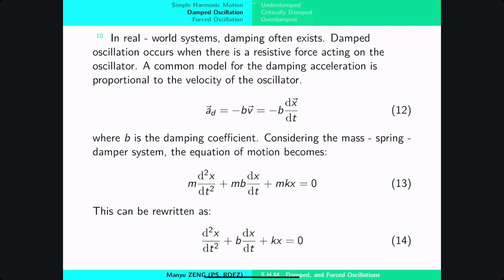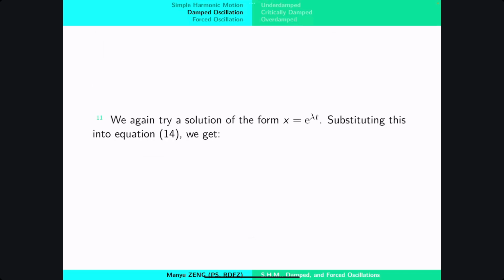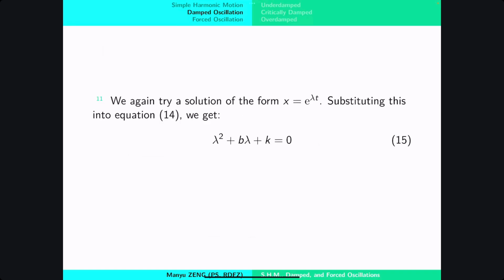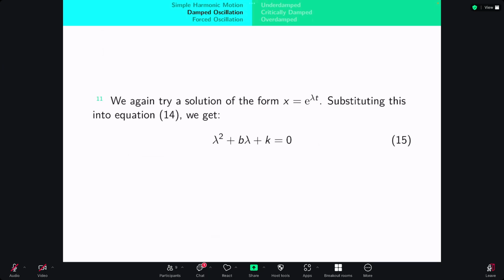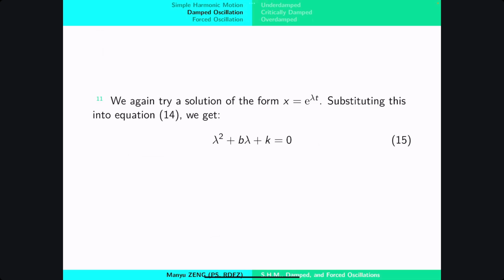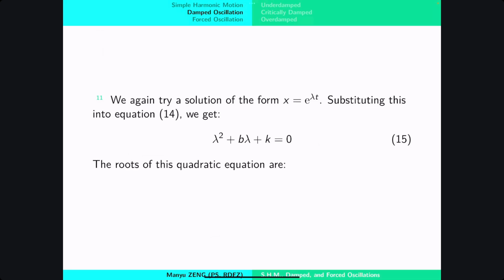And again, because last time we tried e to the power of lambda t and found that it is a good idea to try this general solution for this type of equation, this time we also substitute it into equation 14, and we get this. Actually, there's also e to the power of lambda t multiplied to this equation, but e to the power of lambda t, as mentioned before, cannot get to 0, right? So we just cancel it on both sides. So we have lambda squared plus b lambda plus k equal to 0. This is a quadratic equation.